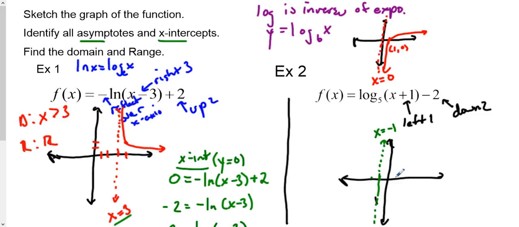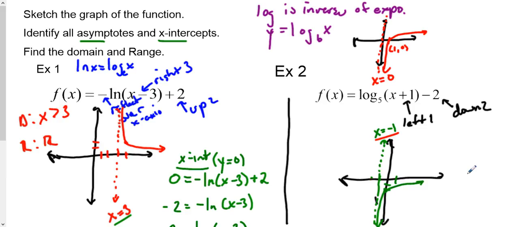Now, where is this one point going? Well, we have this moving to the left 1, so it's at 0, 0. But now it's moving down 2 there. So I guess it turns into a y-intercept. And there's no reflections, so it's going to still be increasing, but we're going to have something that looks like that. And that's our graph. We have our vertical asymptote right there.